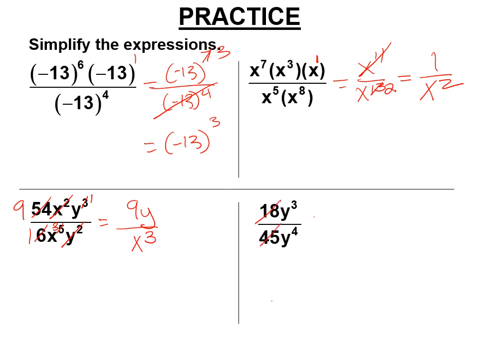18 doesn't go into 45, but they're both divisible by 9, so 18 45ths simplifies to 2/5. Those cancel. There's 1 extra y. It ends up being 2 over 5y.